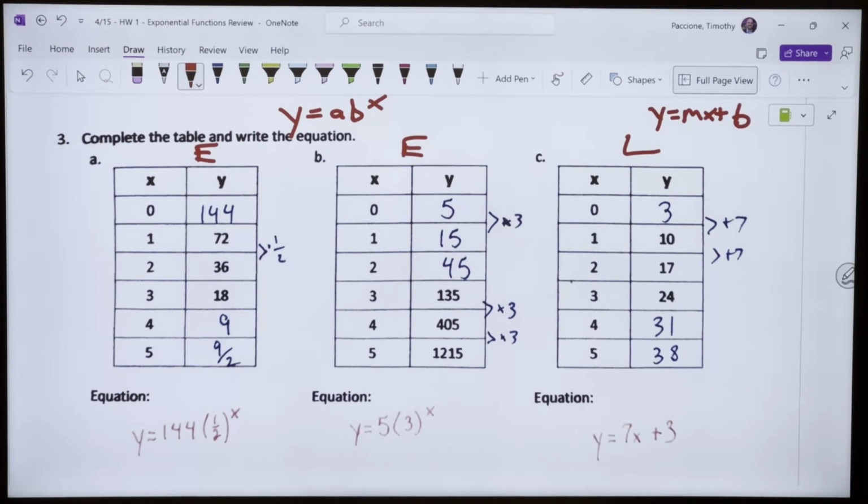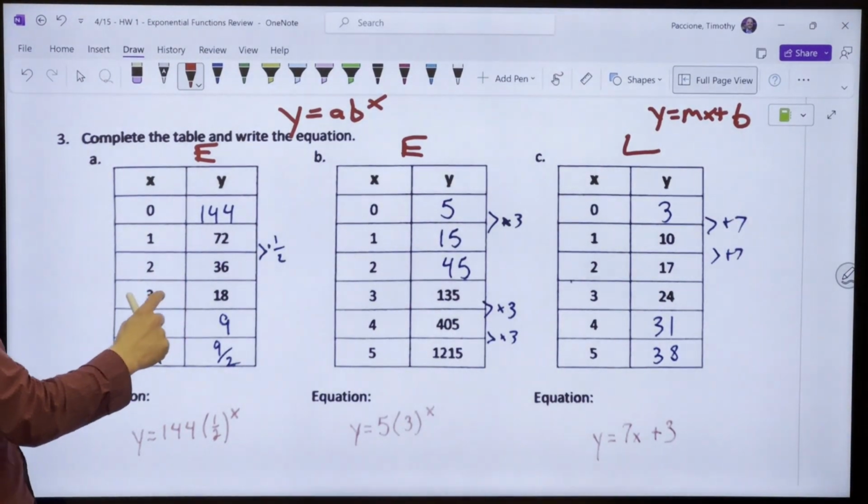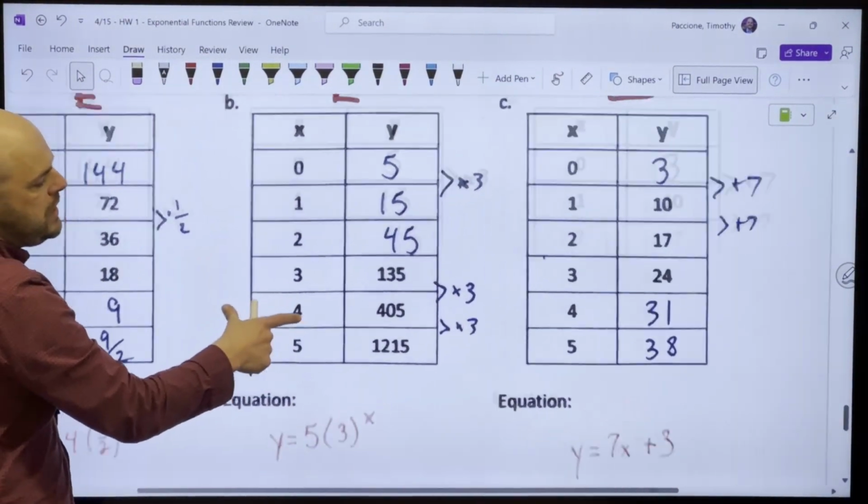Any questions on how to do one of these? For part A, I did 1/2, but I did it as a decimal. Okay. Yeah, that's fine. Decimal is fine. Anybody struggle finding the multiplier here? Okay. So look here, right?